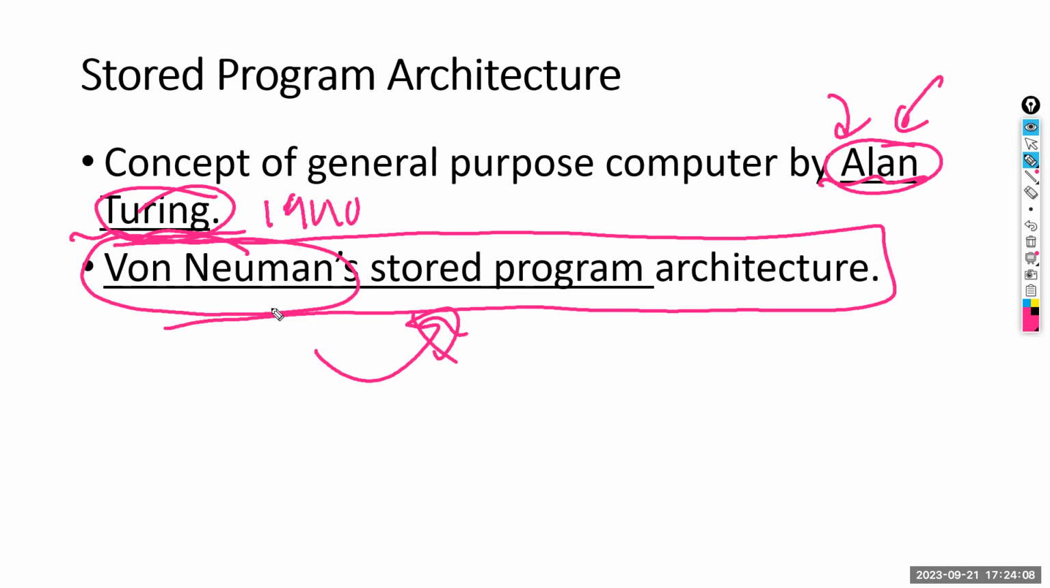Von Neumann also worked in the 1940s, so pretty soon he came up with this concept. These two are really important characters in the history of the evolution of computers: Alan Turing, who came up with the idea of the general purpose computer, and von Neumann, who proposed the stored program architecture.